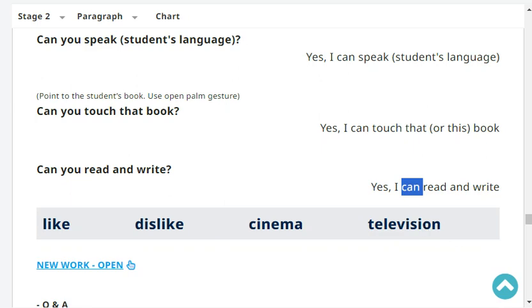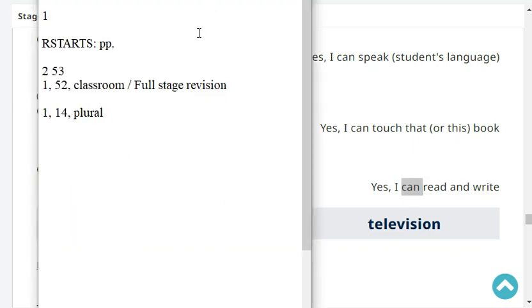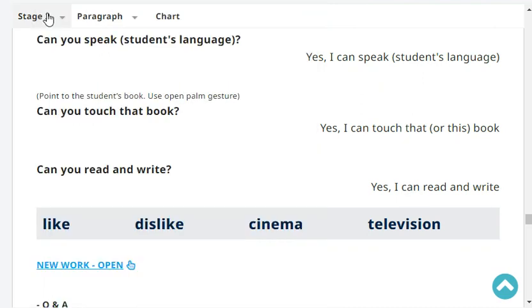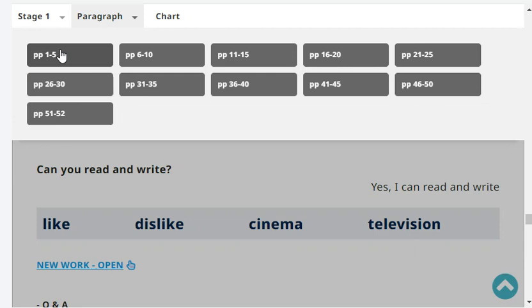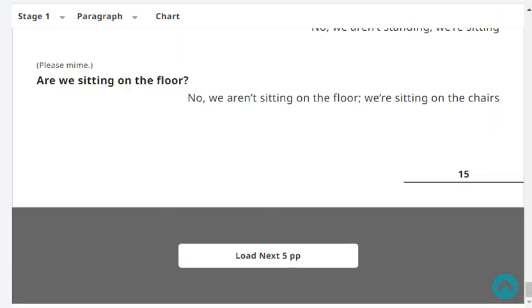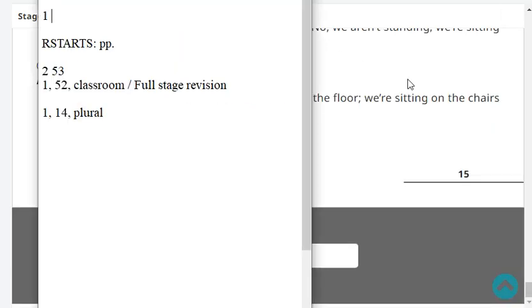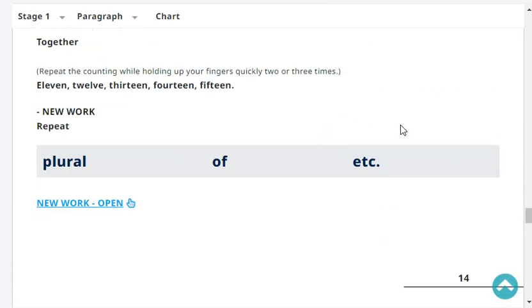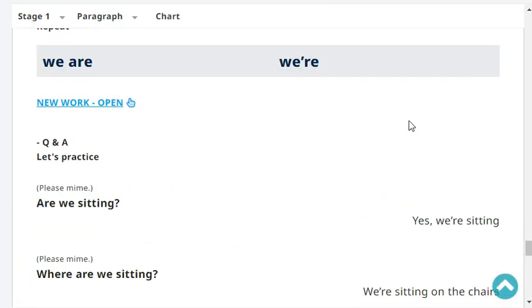Okay, so now let's move on to your reading. Do you have the book for reading? Okay, we will read. So our reading is at stage one, page 14. Just a moment. Last page headword was plural. Okay, I'm sorry. Please start at page 15. And the headword is we are.